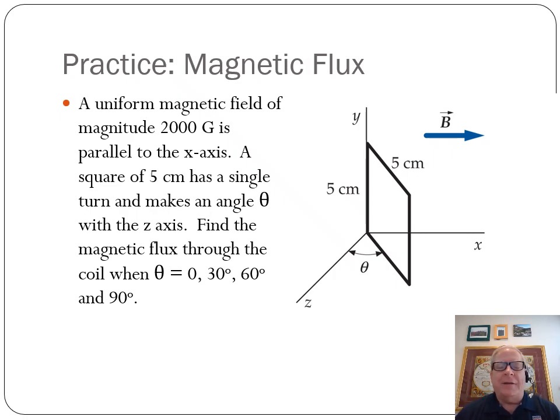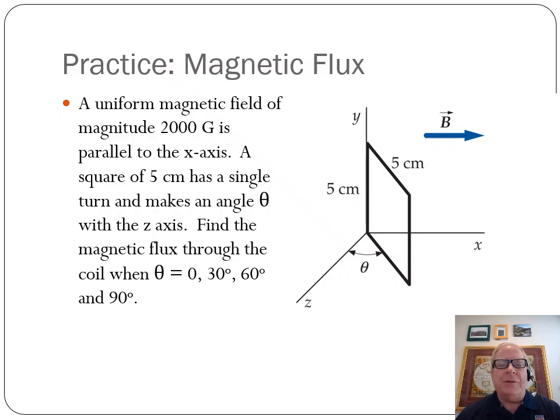Now let's look at this. That's very conveniently defined for us because the angle that the plane of the loop makes with the z-axis is also the angle that the normal line to the plane, which is the angle we have to use in calculating the flux, makes with the x-axis, which is the direction of the magnetic field.